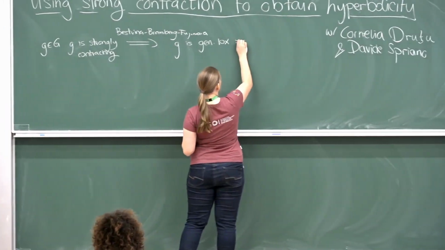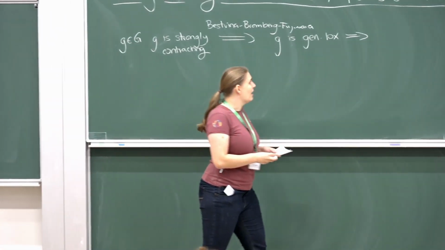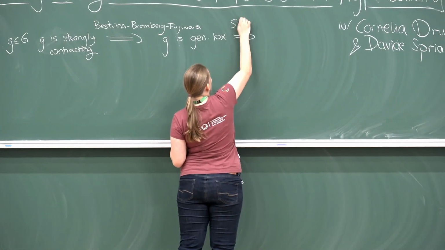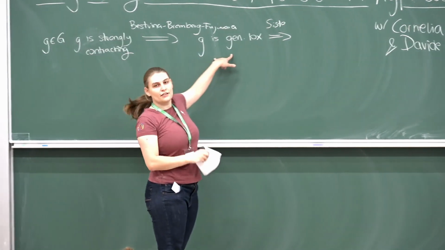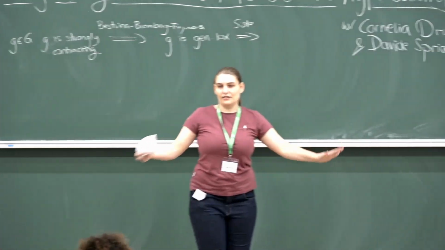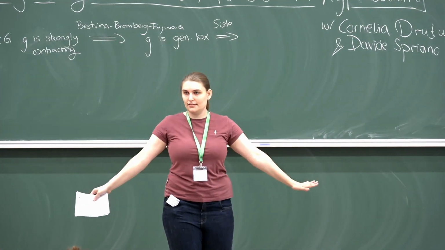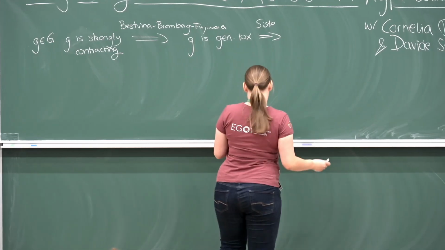On the other side, we have a result from Sisto that says, well, if somehow we ended up with a generalized loxodromic, through whatever means, then we know that it is Morse.